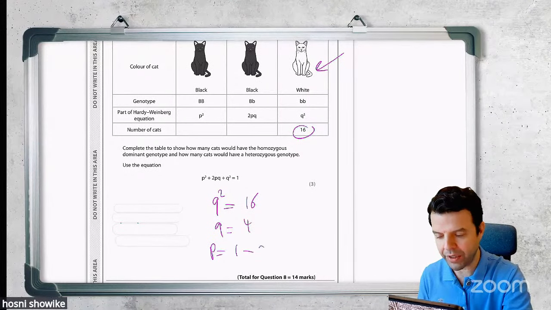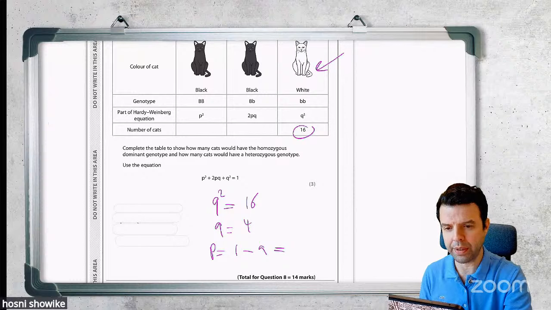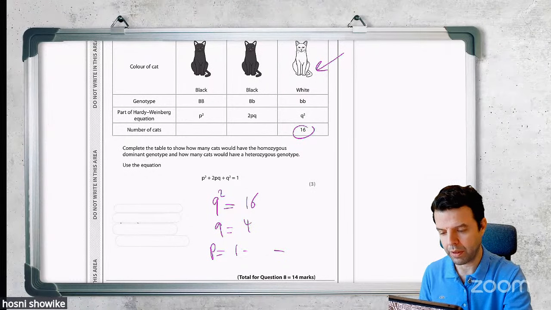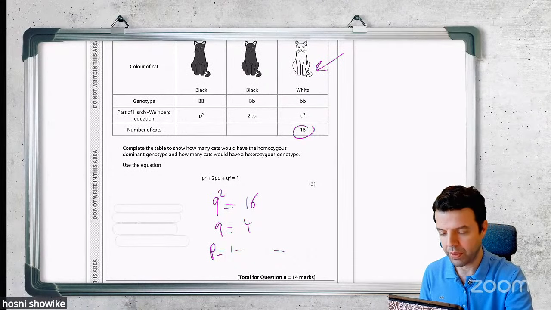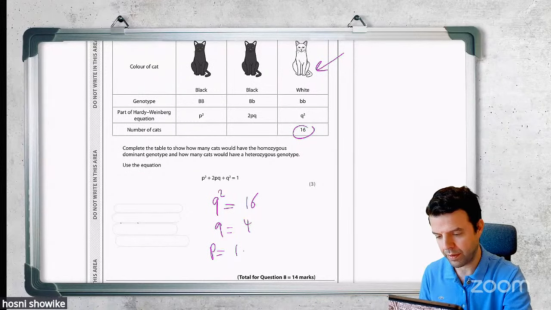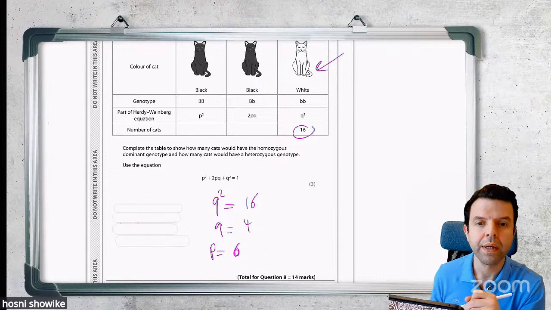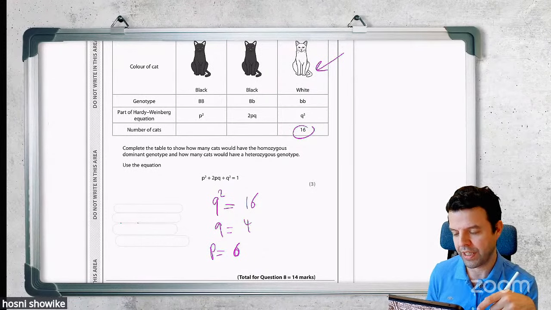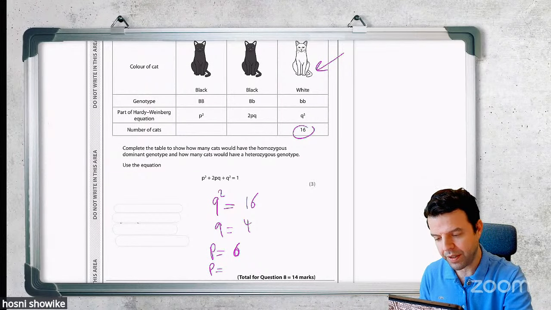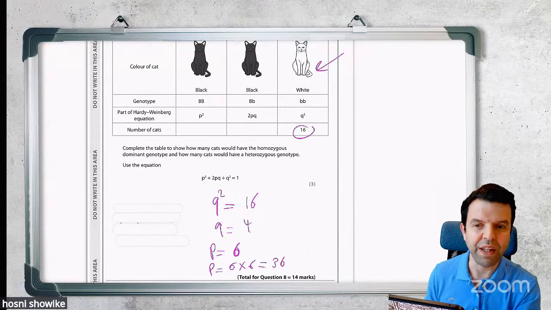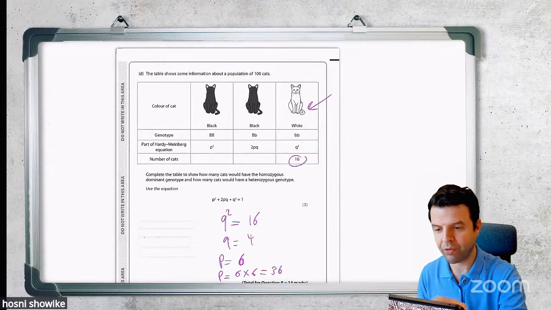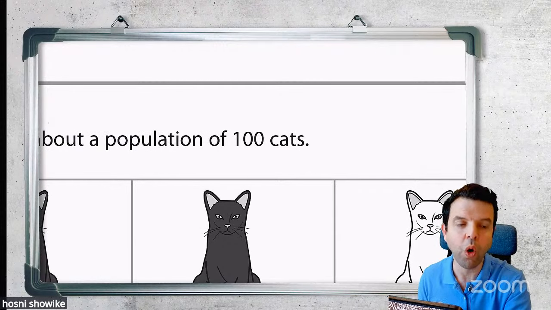p equals 1 minus q. So p is going to be 1 minus q, so it's going to be 6, right? I'm assuming here that this is the total number, right? So that's going to be 6, from the total number of individuals. Now, p squared is going to be what then? p squared is going to be 6 times 6. That is 36. So this is the total number of cats from the population who are what? Who are pure dominant, okay?